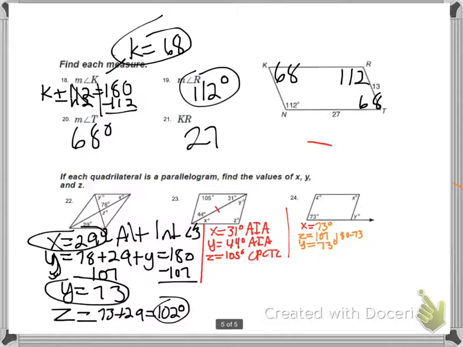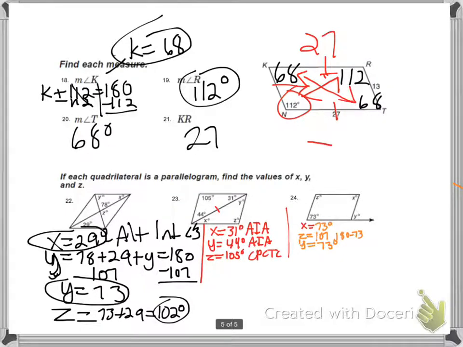And then this is just some additional practice, so I'm going to find the measure of angle K here. The way I did it, I just subtracted 112 from 180 and got 68 for K. That's just that consecutive angles of a parallelogram are supplementary. Alright, 19, measure of angle R. Well, that's opposite angles of a parallelogram are congruent. And then T, same thing, opposite angles are congruent. And then KR, opposite sides of the parallelogram are congruent.